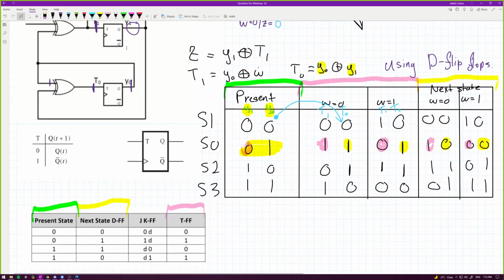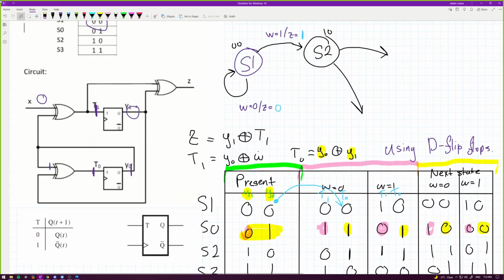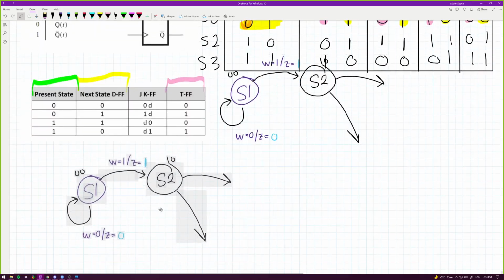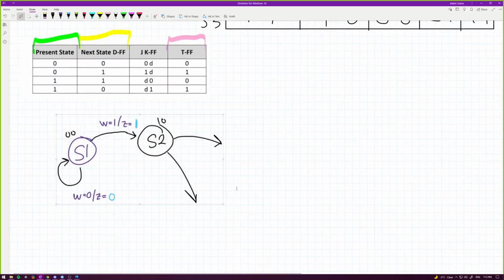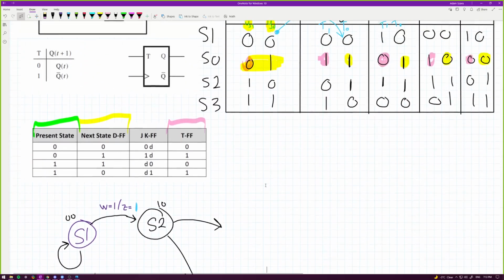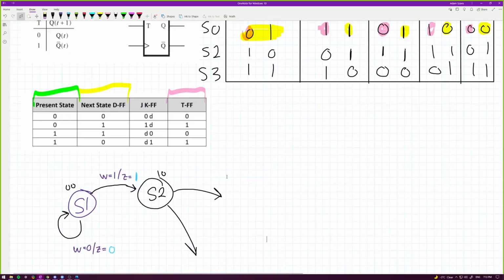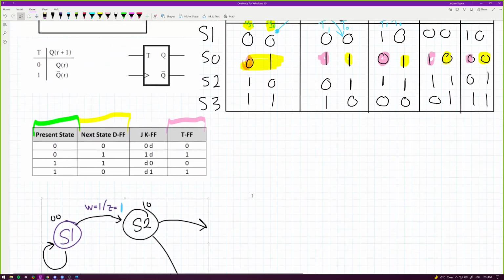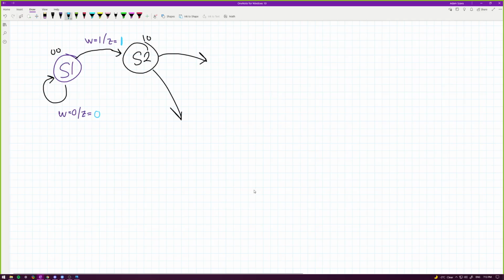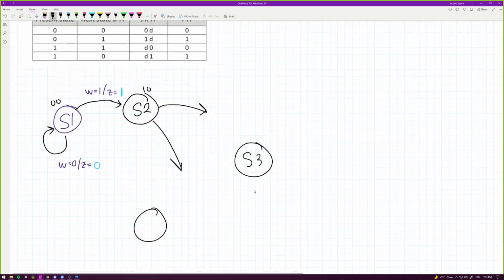Okay, so there's nothing else to do essentially. We have our table filled in, so I can just start building the state diagram from here. This is our present state, and this is our next state, and this is the table I use for building this right here. Hopefully that all makes sense. Okay, so I'll draw all the circles for our states: we have S1, S2, S3, and S0.